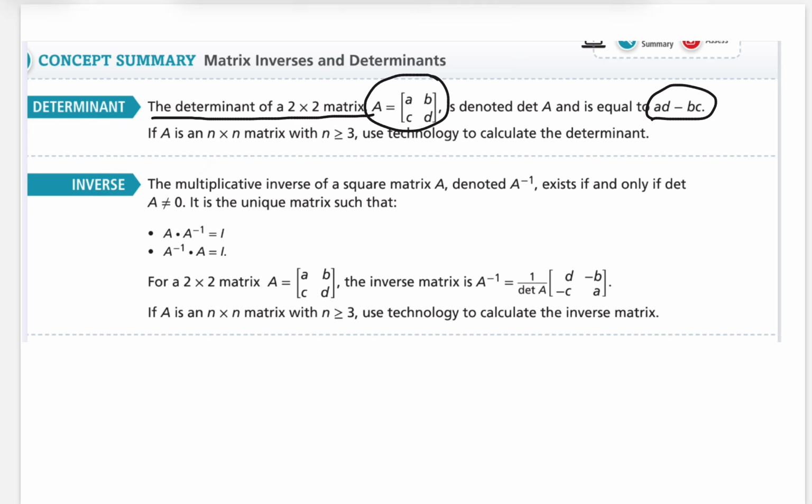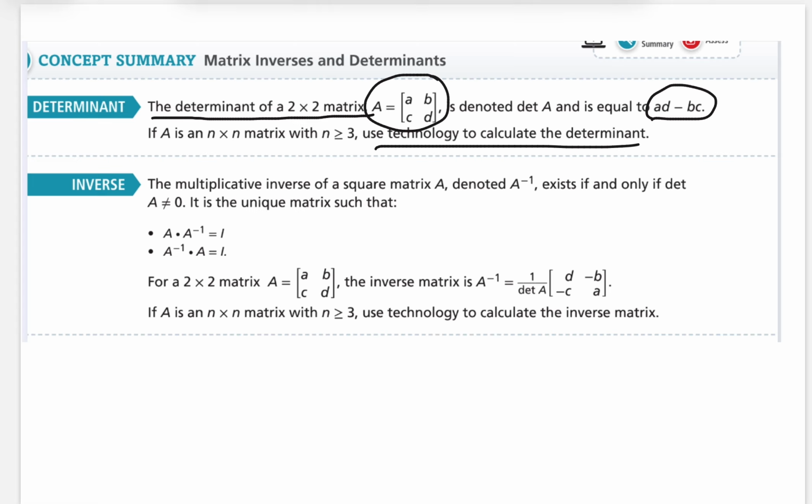And so it says if it's greater than 3, so if we have a 3x3 matrix or a 4x4 matrix, there are formulas to solve it, but it says to use technology to calculate it. A lot of graphing calculators and matrix calculators can find the determinant that way.